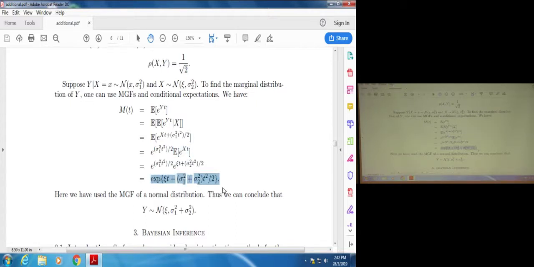What does it mean? Well, it means that the marginal distribution of y is normal with mean xi and the sum of the two variances. And that's it. Basically, we've just used some results on conditional expectations.